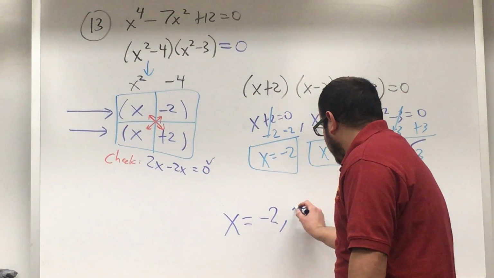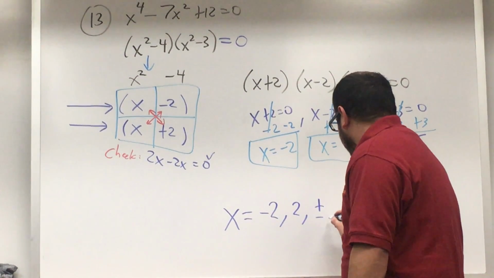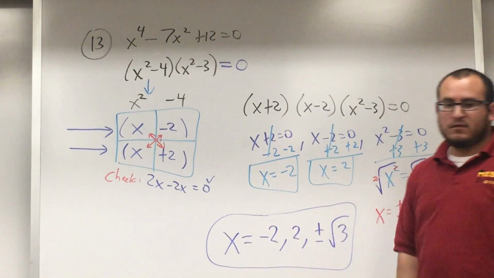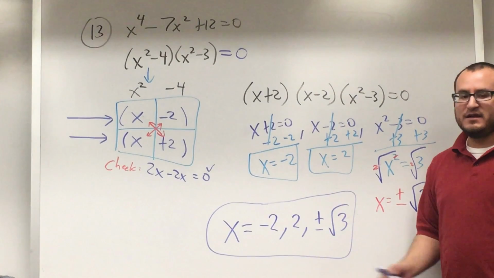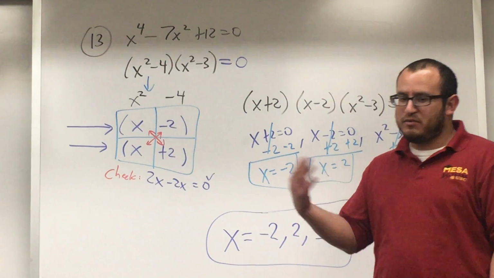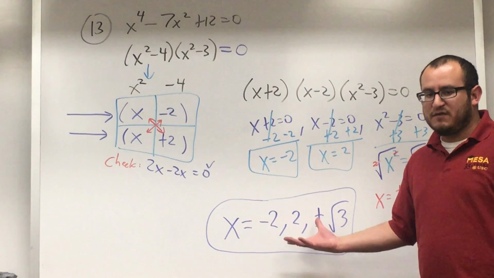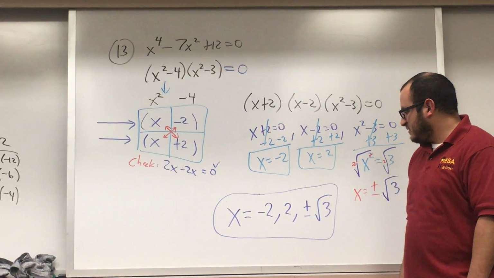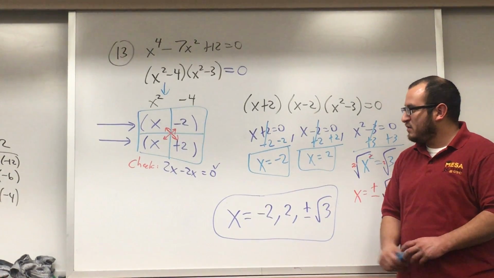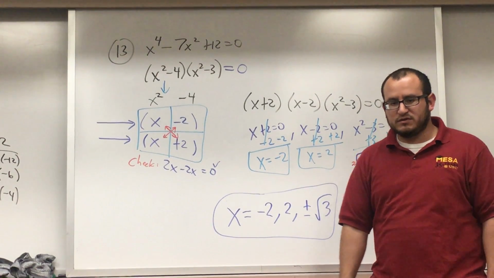Negative 2, positive 2, plus or minus radical 3. Okay. All this work and we finally got to our answers. Okay. So again, I'm telling you, the problems are going to get progressively harder. We're actually solving, so it takes much longer. So negative 2, positive 2, plus or minus radical 3. This is how you solve polynomials.